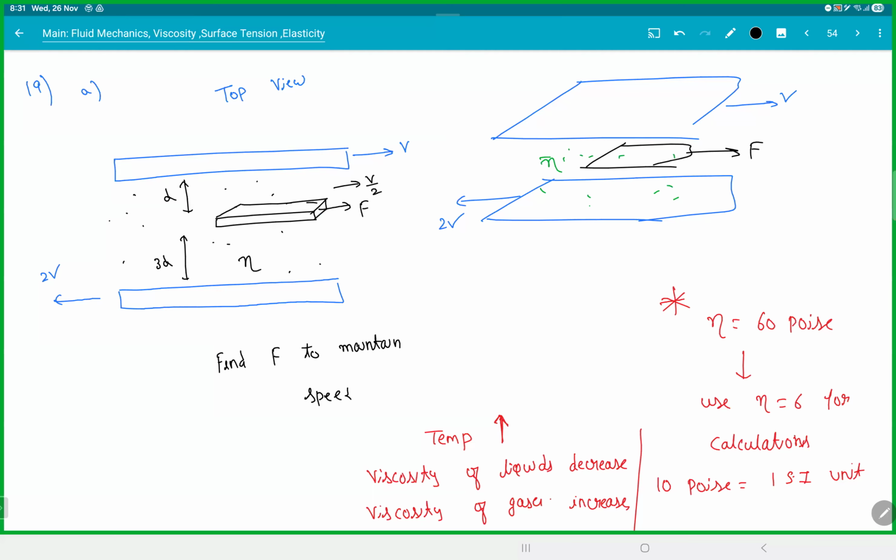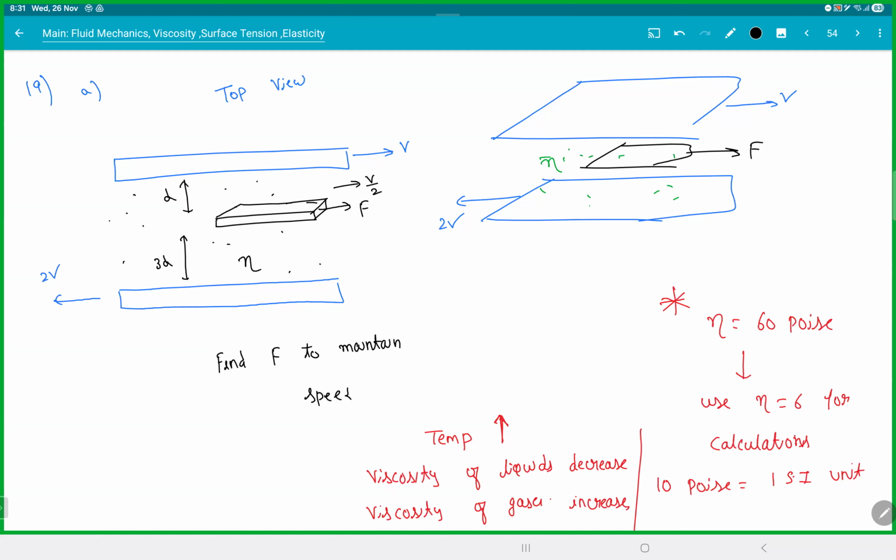Remember, if they give you eta is 60 poise, a poise is not an SI unit. You should write 10 poise is one SI unit. So be careful with that. And viscosity of liquids will decrease with increase in temperature. For gases, it increases with temperature. So these are some theoretical things you should know.